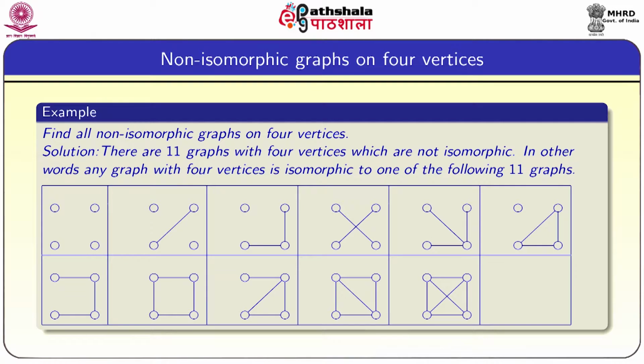Non-isomorphic graphs on 4 vertices. In this example, we are going to find all non-isomorphic graphs on 4 vertices. There are 11 graphs with 4 vertices which are not isomorphic. In other words, any graph with 4 vertices is isomorphic to one of these 11 graphs. The first graph contains 4 vertices and there are no edges between them. So, the degree of each vertex is 0 in this case. It is a null graph with 4 vertices.